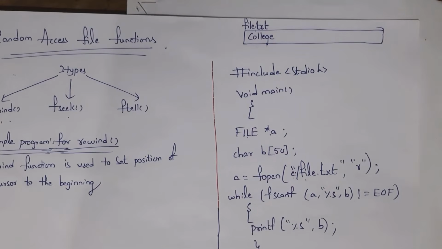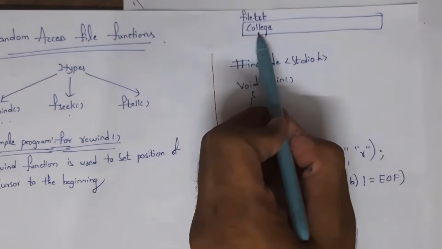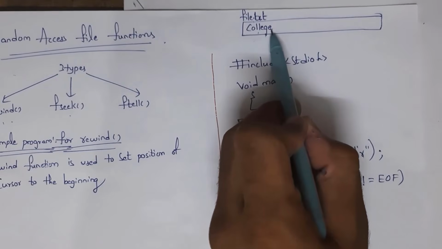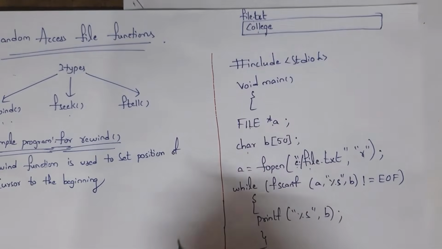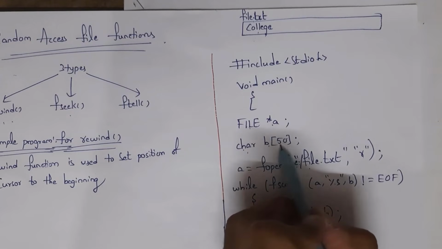Whatever the data that is present inside my file, I want to see this data in my output screen. For that purpose, I need to use read mode. Now we need one string variable in order to store our text information. My file contains this text, that is college. Now I need to store this information in one string variable. So for that purpose, I wrote here char B. I gave the string name as B, and I gave size as 50. Character along with arrays represents a string.